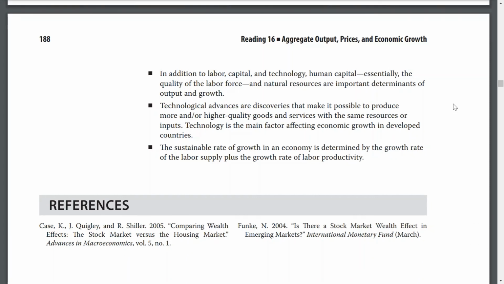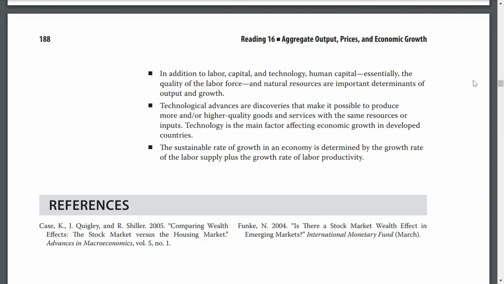Technological advances are discoveries that make it possible to produce more and or higher quality goods and services with the same resources or inputs. Technology is the main factor affecting economic growth in developed countries. The sustainable rate of growth in an economy is determined by the growth rate of the labor supply plus the growth rate of labor productivity.